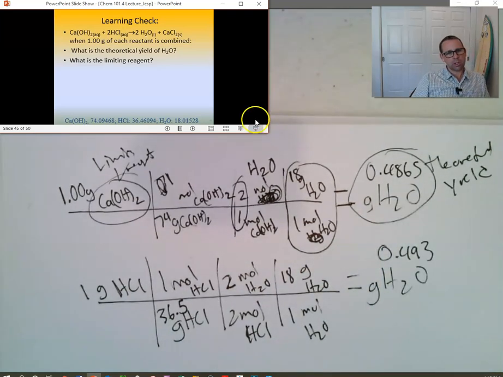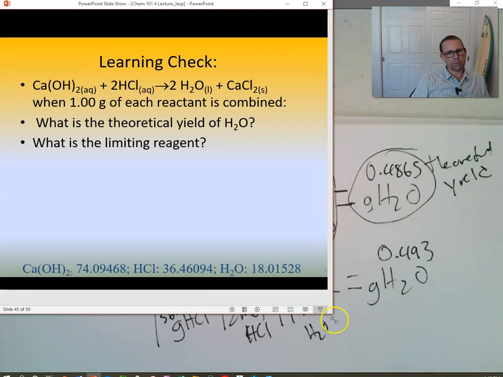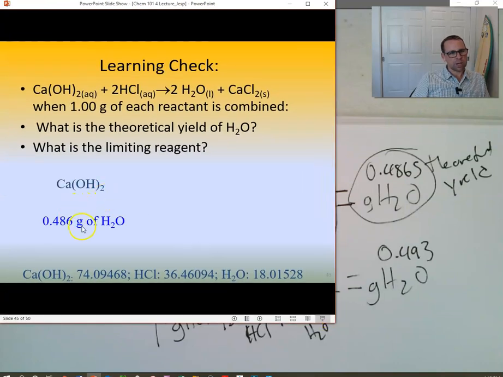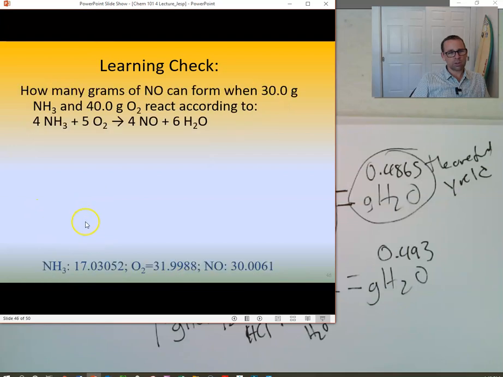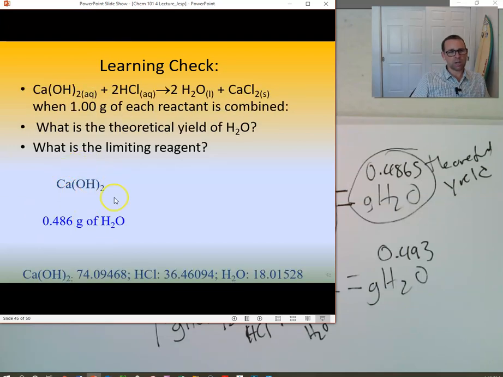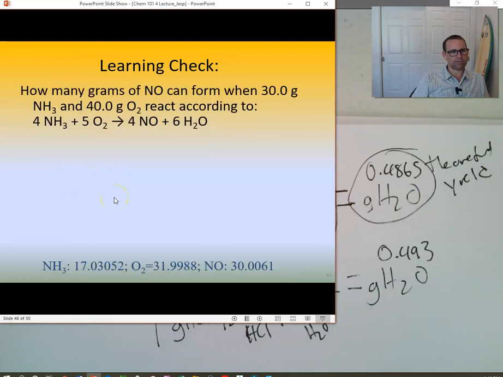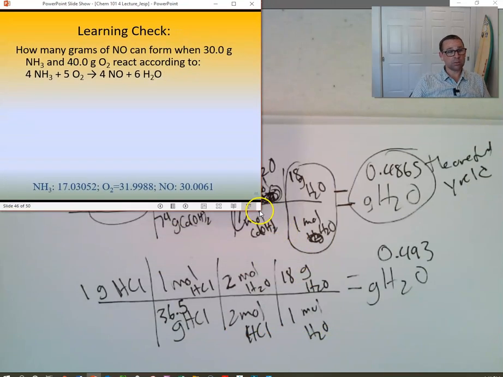Okay, very good. So 0.4865 is my theoretical yield, and calcium hydroxide is my limiting reagent. Okay, I'm going to let you guys practice this one here. How many grams of NO can form when 30 grams of this and 40 grams of that react according to that reaction? Okay, I'm going to let you guys practice.